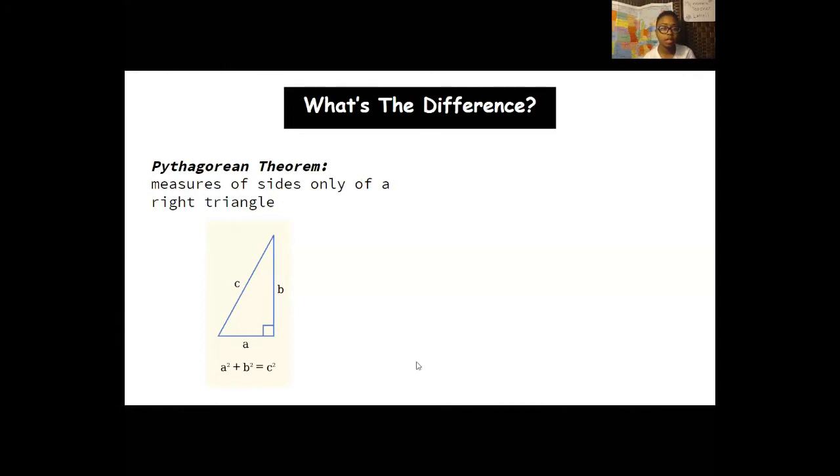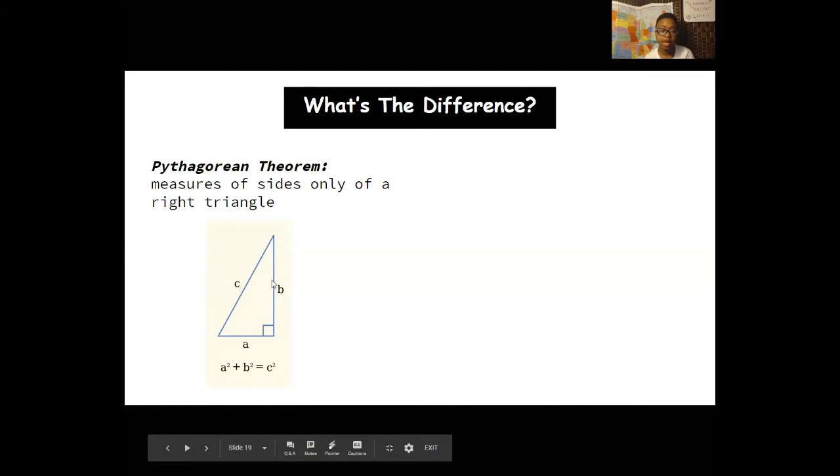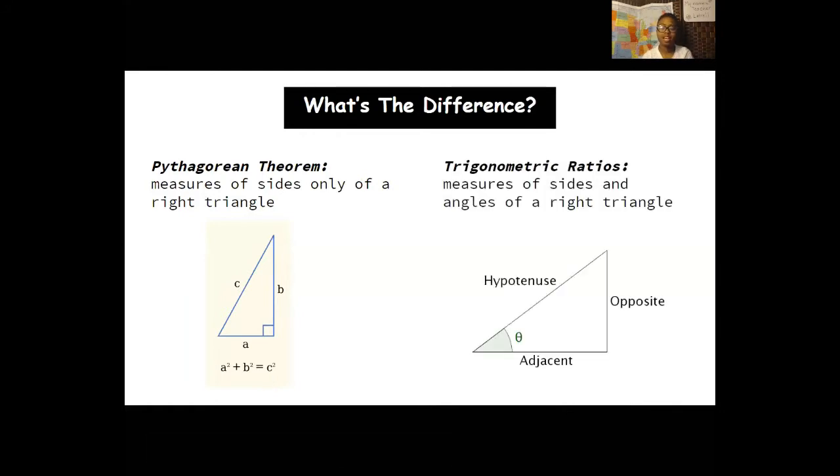As we see here, the Pythagorean theorem measures sides of a right triangle only. So as we look at this diagram, it has A, B, and C. Those are labeling only the sides. And then the formula for the Pythagorean theorem is a squared plus b squared equals c squared. Okay, so what about trig ratios?